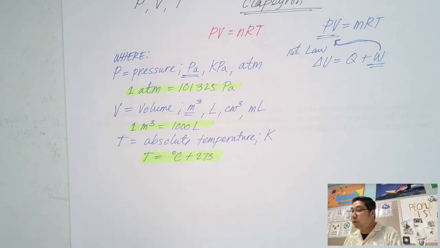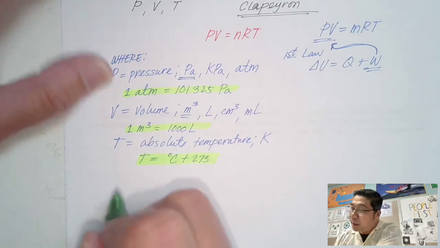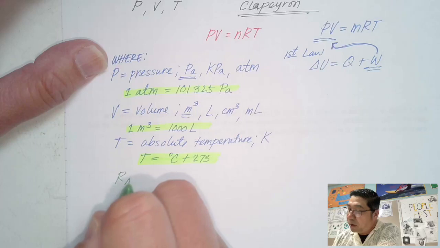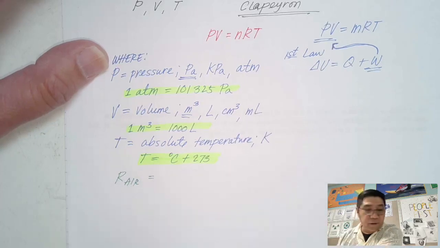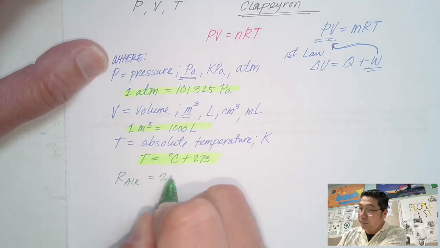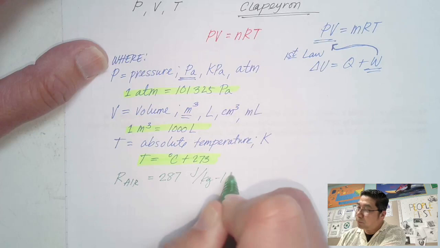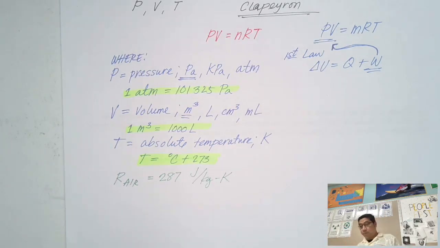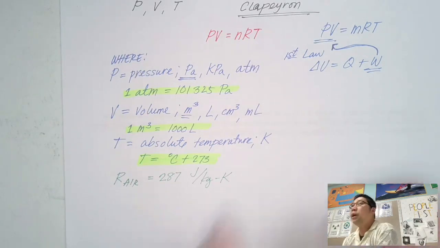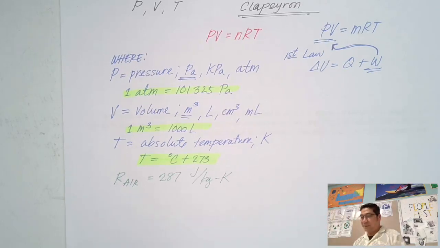Now, special value of R. R of air. Just remember that R of air is 287 joules per kilogram Kelvin. That's just the beginning. It's just a review. This is chemistry, so it's just the beginning.